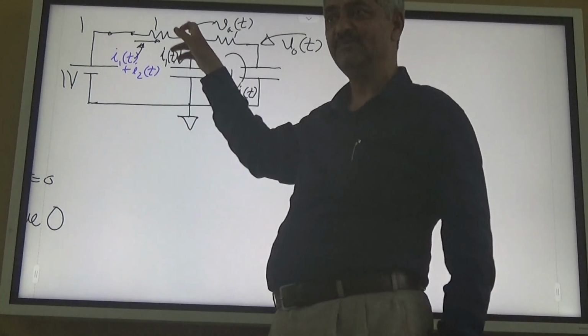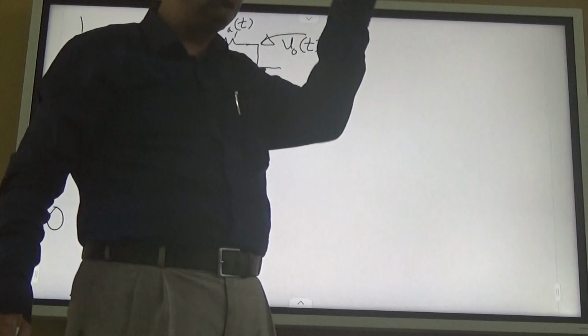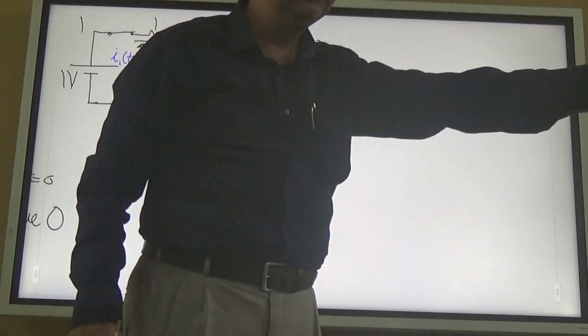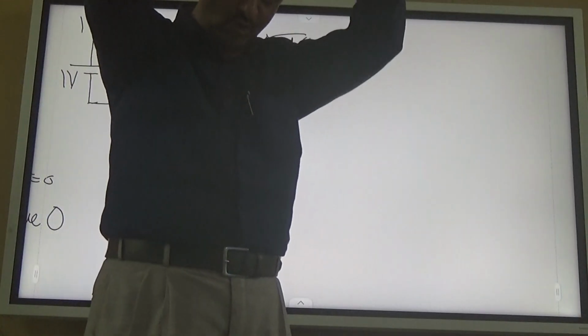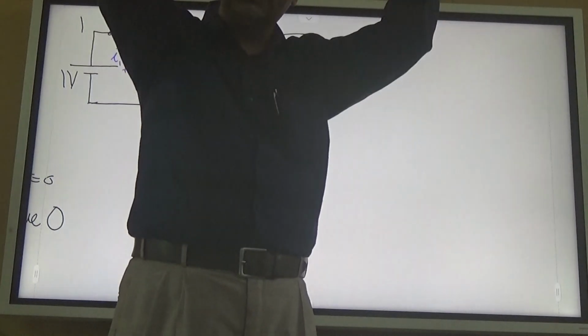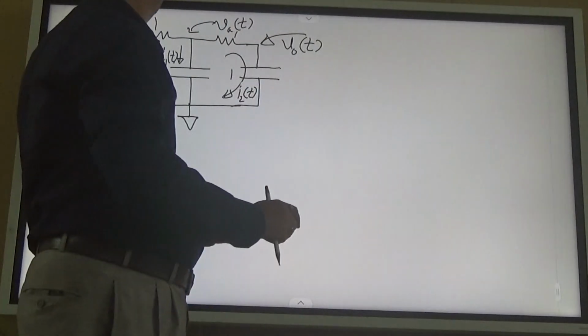One node I have used. Now one node will not lead to any equation. Why? Because the nodal equation I have used instantly to define the current.